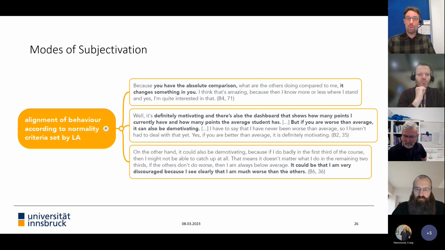points I currently have and how many points the average student has. But if you are worse than average, it can also be demotivating. But the student says, in the end, I'm always better than the average, so it's definitely motivating. And the third student is also problematizing this demotivation possibility and says it could be that I'm very discouraged because I see clearly that I'm much worse than the other students.